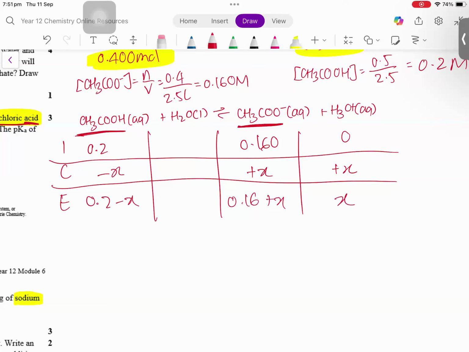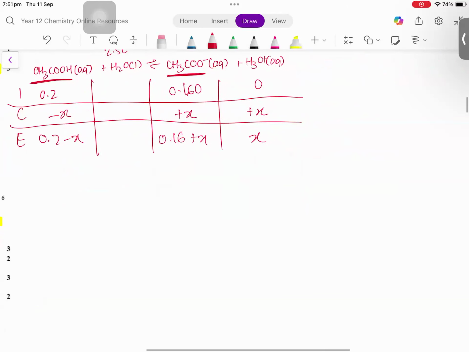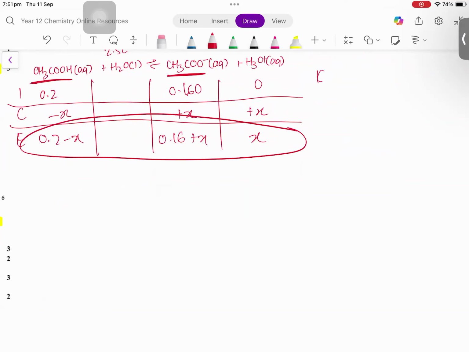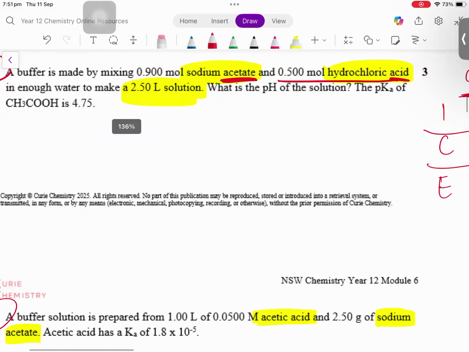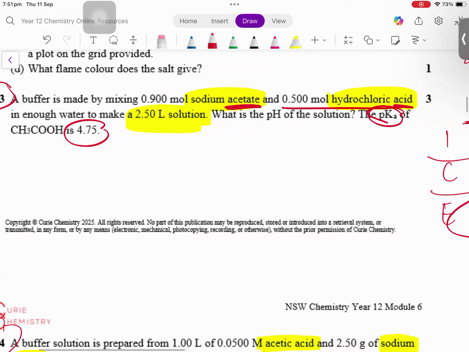And X. Once you've got everything in your E row, your equilibrium expression takes equilibrium concentrations. So once you've got all of your equilibrium concentrations, pop it straight into your equilibrium expression. Ka equals CH3COO minus times H3O plus divided by CH3COOH, which is 0.16 plus X with another X, divided by 0.2 minus X. And guys, they didn't give you Ka, they gave you pKa. But in a previous question we did, you guys helped me convert between pH and hydronium concentration. You convert between pKa and Ka the same way.